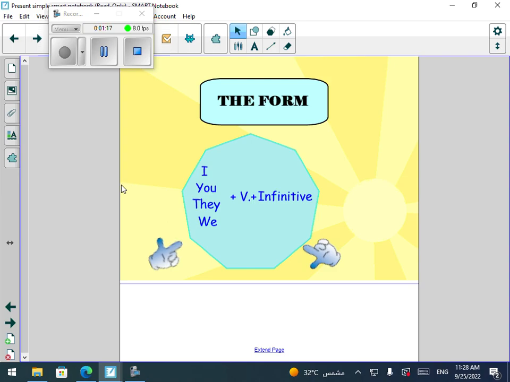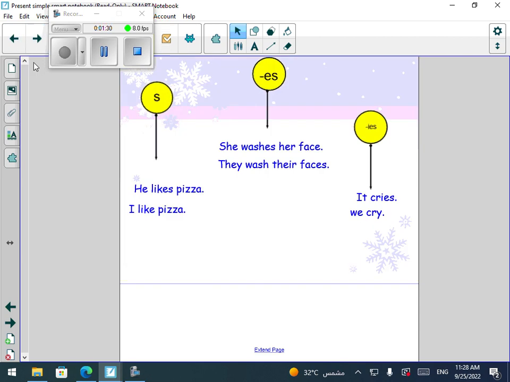Also, let's go ahead to the form. With I, you, they, we, what are we going to use? Yes, perfect. The infinitive, or the clean verb, the verb without adding anything to it. But with he, she or it, what are we going to use? S. We're going to add s, es or ies to the verb. And we will talk in detail later about when we use s, es or ies.